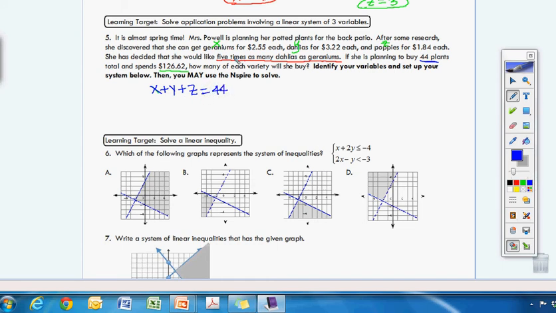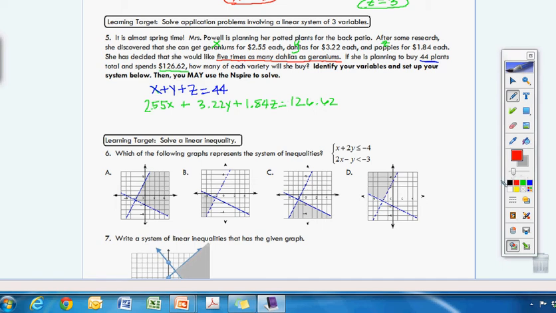Then we understand that each plant costs a certain amount, but in total, this is how much she's going to spend. So now we have an entire equation related to money. So geraniums, I have 2.55x plus 3.22y plus 1.84z will give me a total of $126.62.